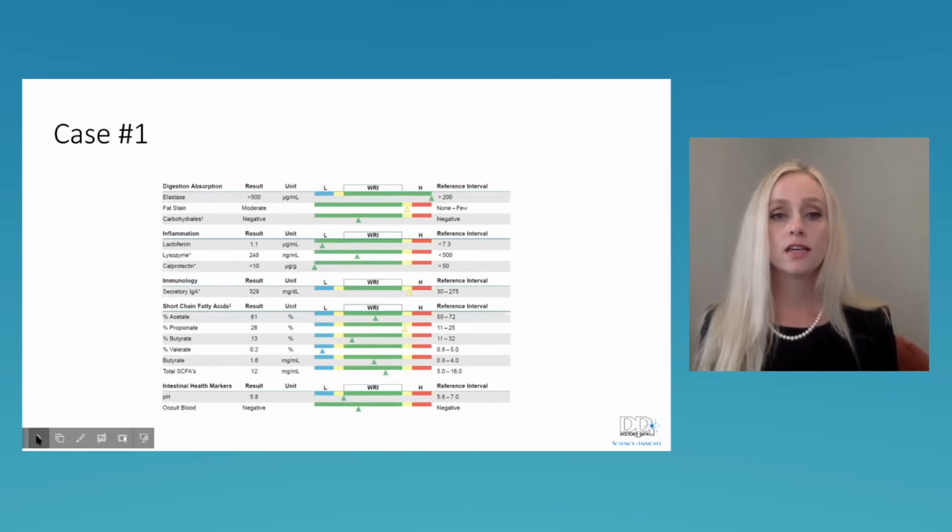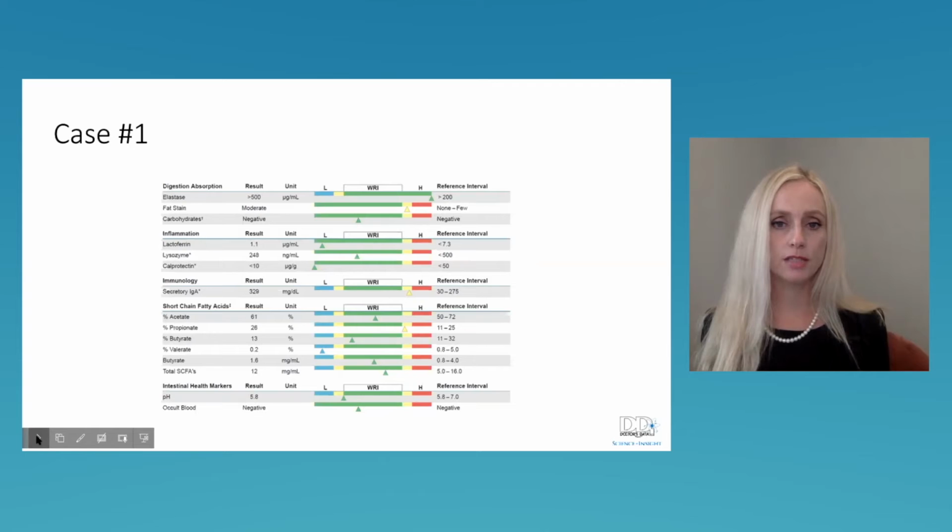For this individual, he does have that fat stain positive. So again, we're going to talk about the patient's diet as well, and we are going to consider maybe digestive support here, maybe consider gallbladder function. Those are some next steps. The next piece of information we have is carbohydrates, negative.